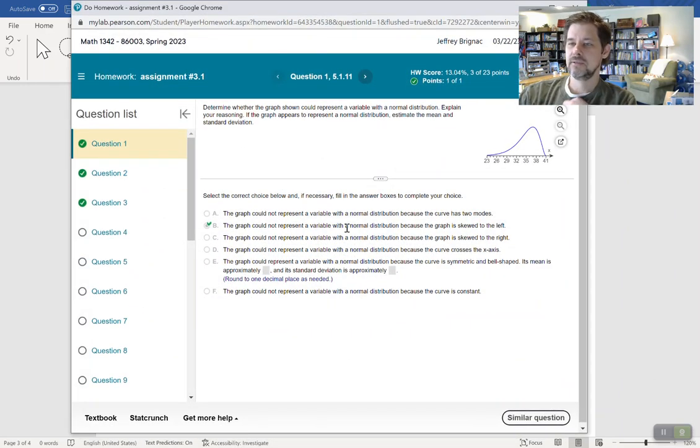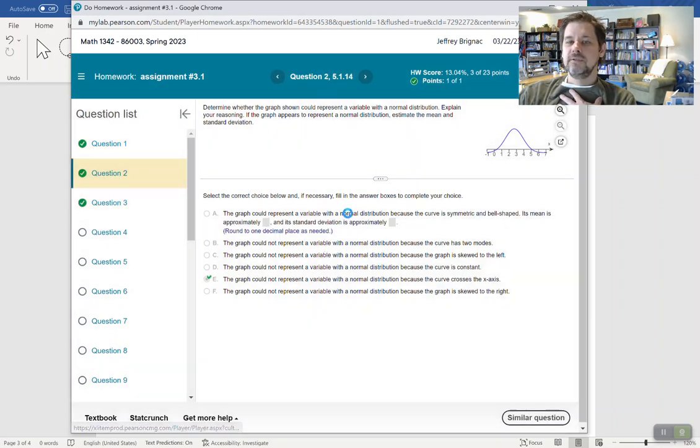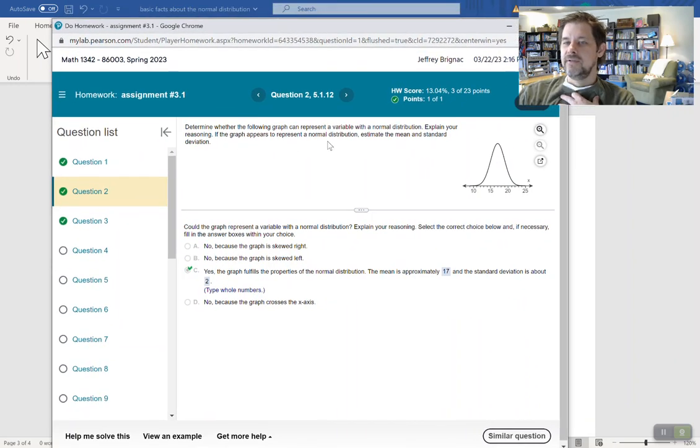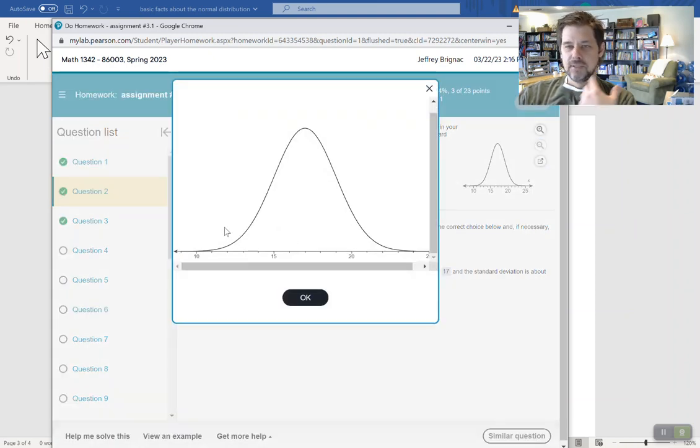Okay, so here's the questions I want to talk about. Let's do this one first. Question 2, where it says, determine whether the following graph can represent a variable with a normal distribution. Okay, so I'm looking at it here. Explain your reasoning. So when I look at this, it's symmetric.